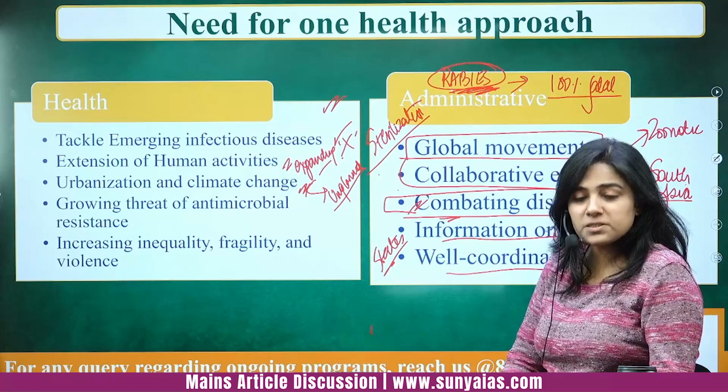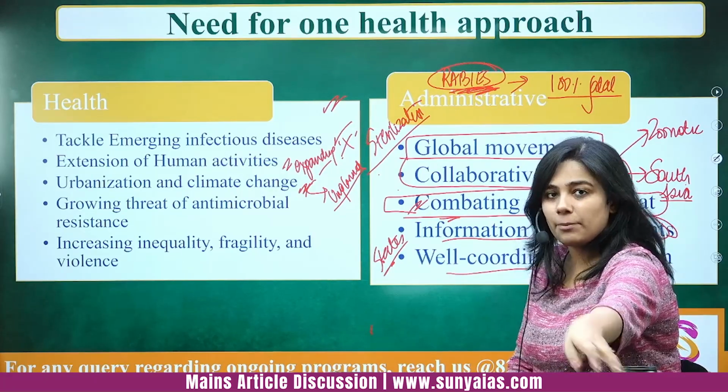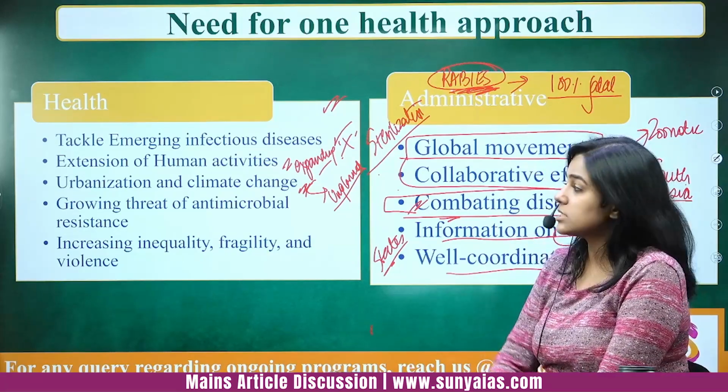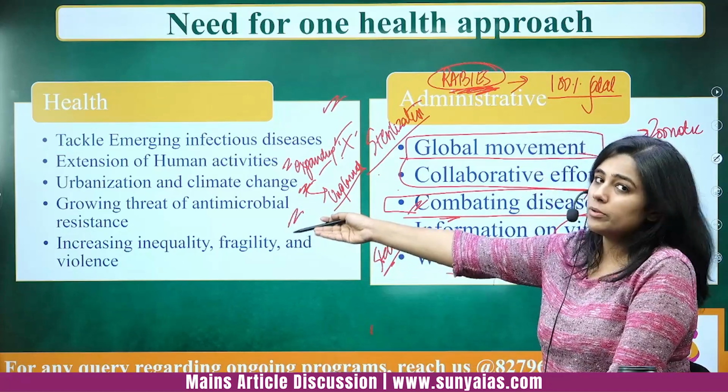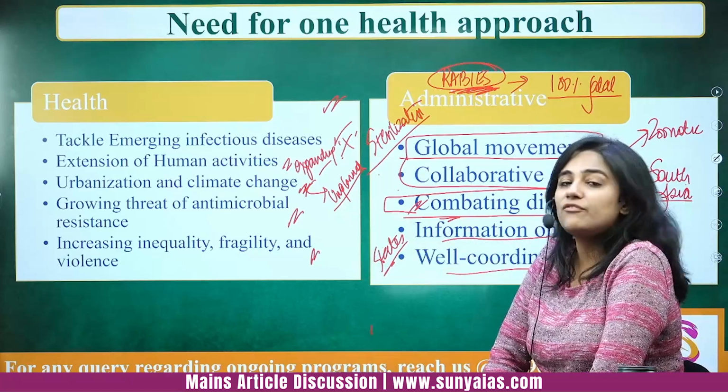We should stop somewhere. We should not be doing unlimited and unplanned development that way. And that is where One Health approach is going to help us. Then antimicrobial resistance, I told you, and increasing inequality, fragility, and violence.